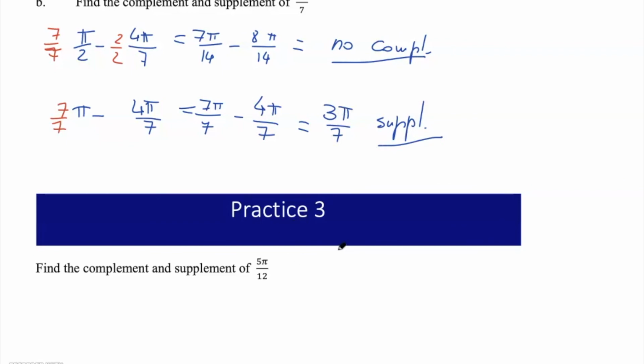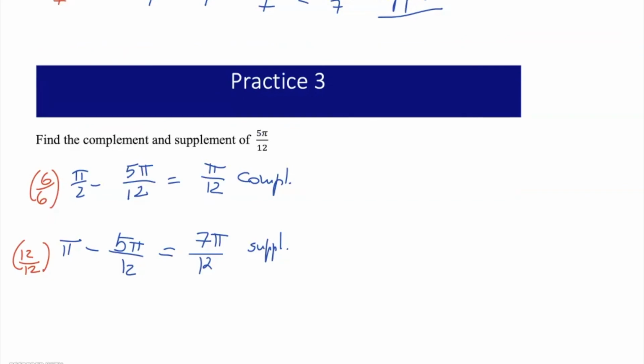Now you try the last practice and then come back to check the answers at the end of the video. And these should be your answers: pi over 12 for the complement and 7 pi over 12 for the supplement.